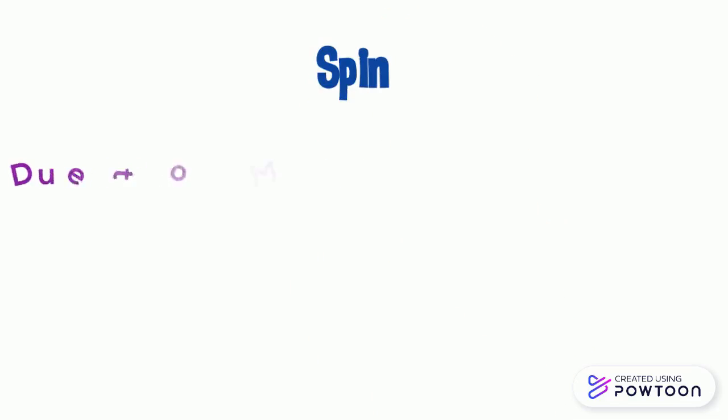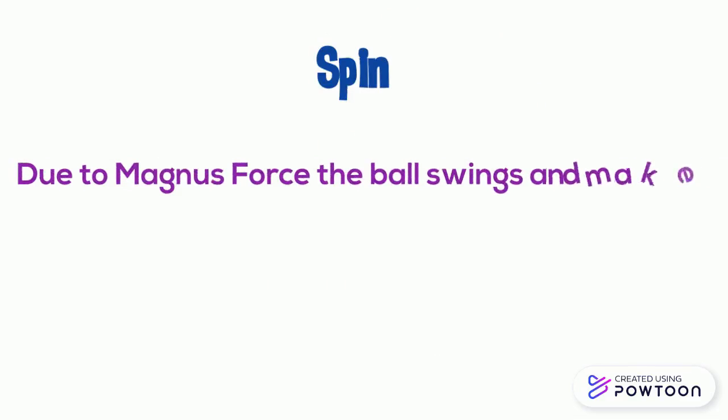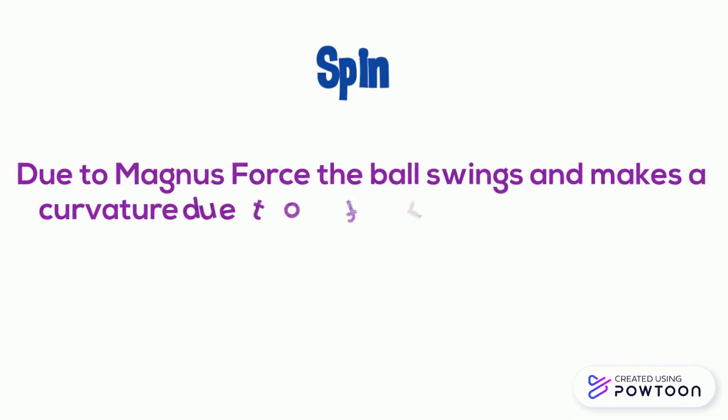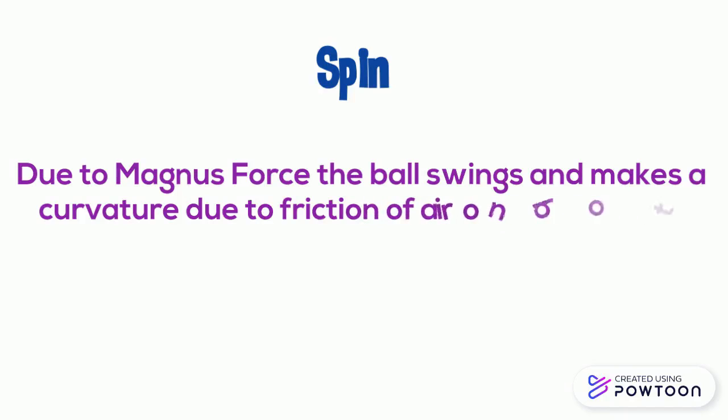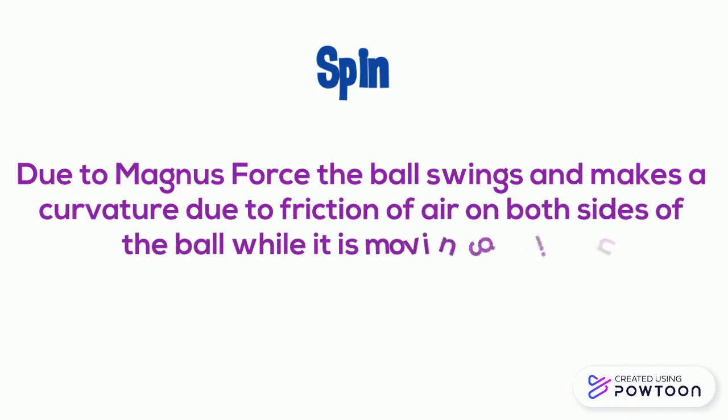One of the factors of the flight of projectile is spin. For example, the spinning of a basketball is due to the friction of air on both sides of the ball while moving into the air, which ends up spinning the ball. This is also called the Magnus force.